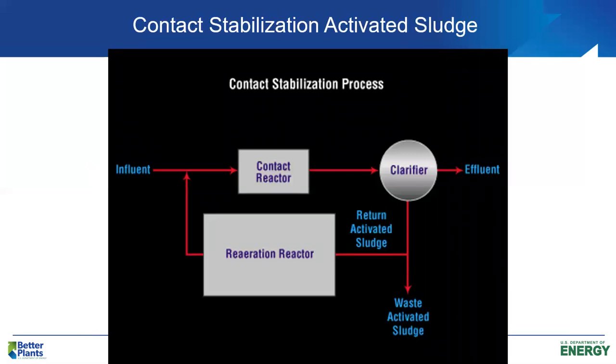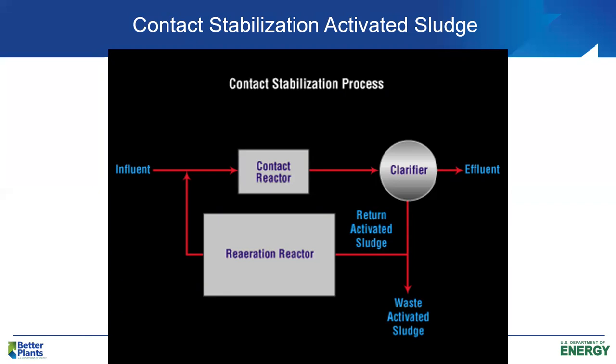Contact stabilization activated sludge is a process that really is probably the most cost-effective activated sludge process we can build. The reason for that is we have a contact reactor, and typically in the contact reactor, we'll provide a hydraulic detention time of only about 30 minutes to 1 hour. And then we'll come out of the contact reactor and go right into the clarifier.